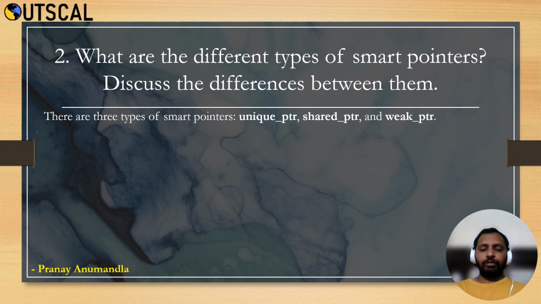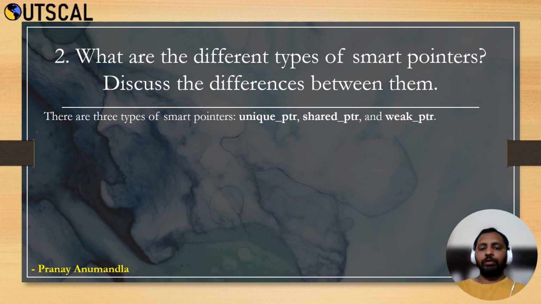And a unique pointer, we cannot copy it. It can be moved. So if you want to change the ownership of the object, we can use a unique pointer to change ownership of the object from one pointer to another pointer.